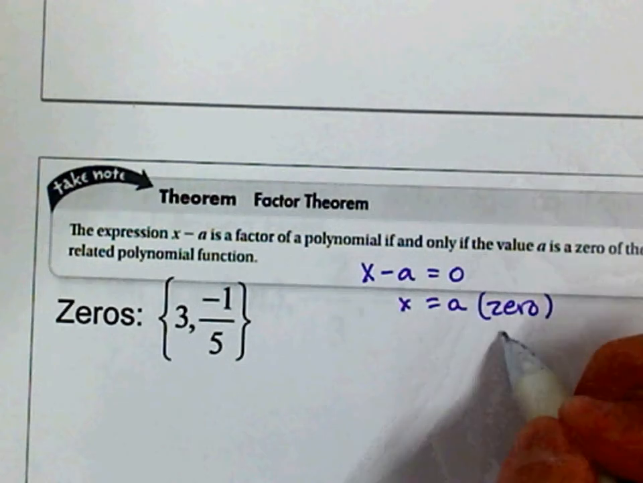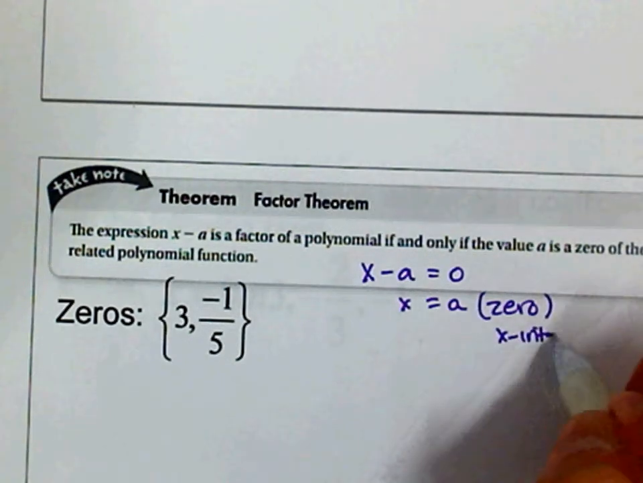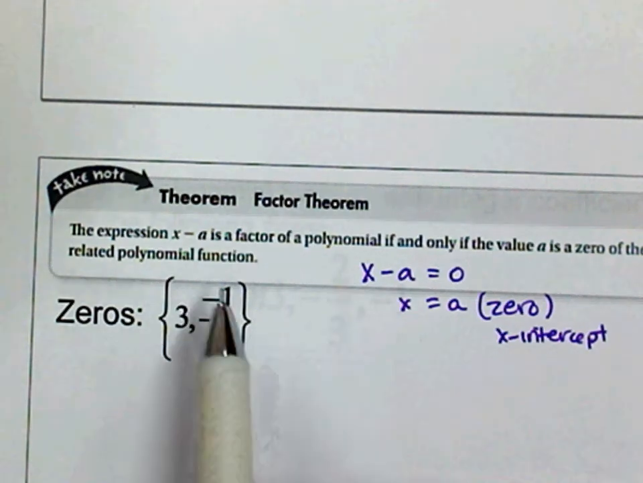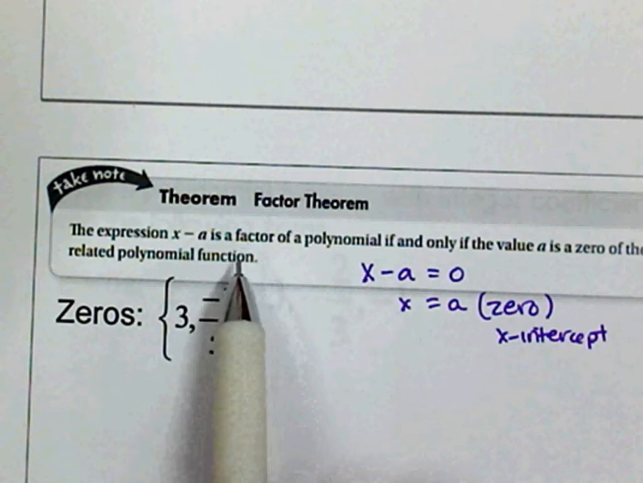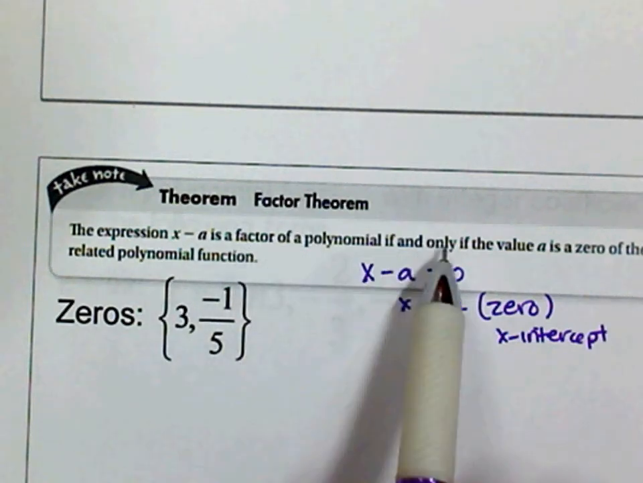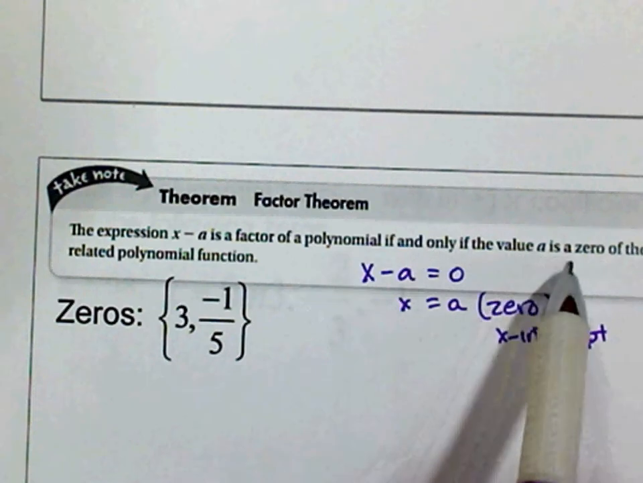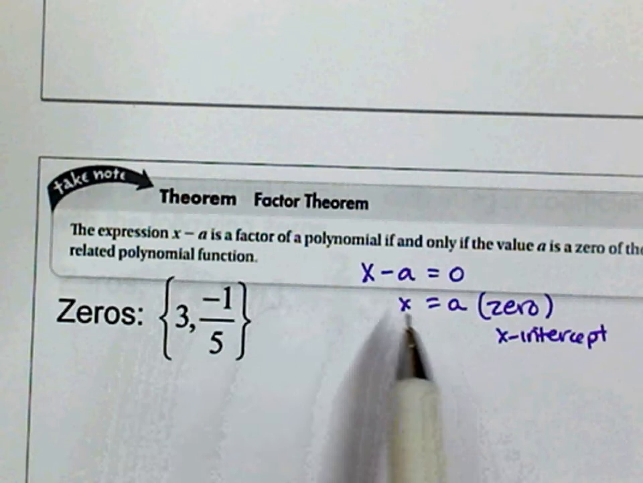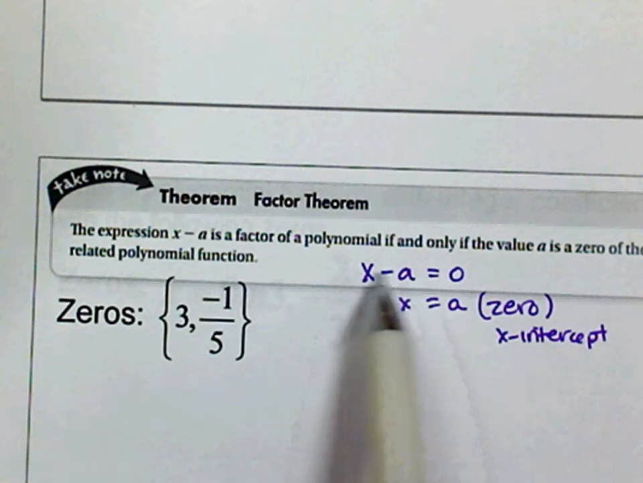In other words, you are finding the x-intercept. That's what a factor theorem is. It is where a factor, which is multiplication, of a polynomial, if and only if the value of a is a 0 of the related polynomial function. That, you set it equal to 0.